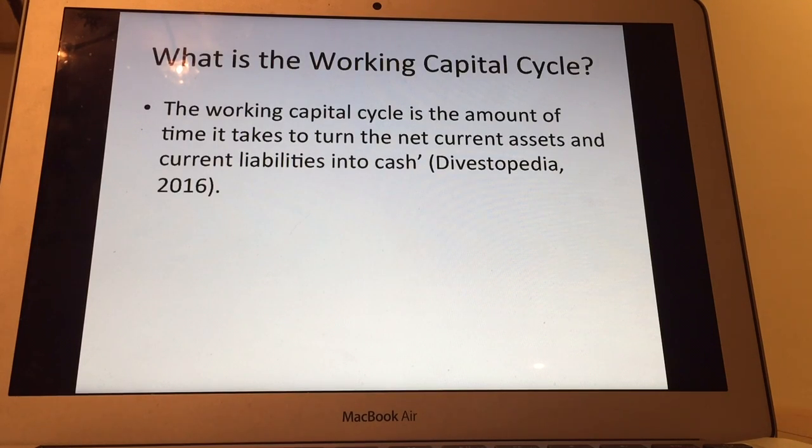What is the working capital cycle? The working capital cycle is a cycle that works out the amount of time it takes to turn the net current assets and current liabilities into cash for a business.